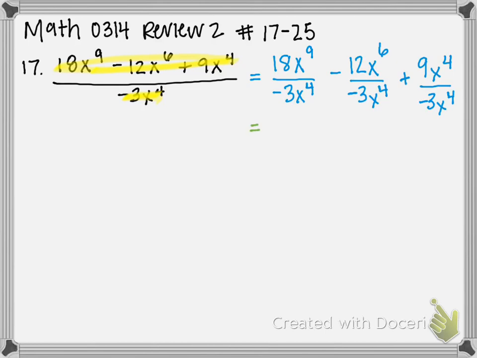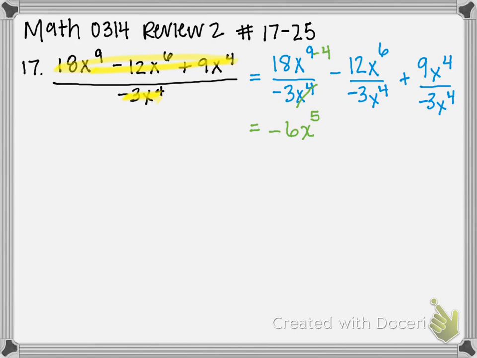So if we look at our first one, we have 18 divided by negative 3 to give us a negative 6, and then take a look at our x's, x to the 9th divided by x to the 4th. When I divide like bases, I subtract the exponents, so 9 minus 4 would leave me with an x to the 5th.